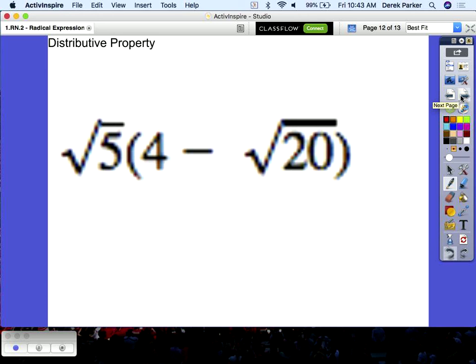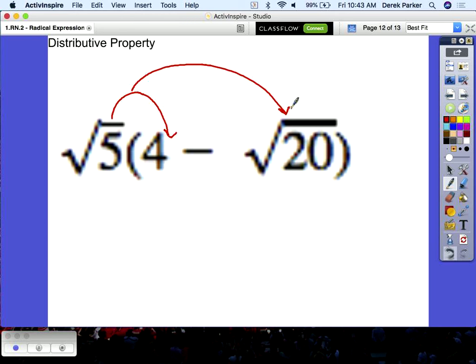Now, dealing with the distributive property. This is just like what we did in 6th grade again. You distribute the square root of 5 here and here. Now, you know how I said a second ago, when adding and subtracting radicands, you do not combine. When multiplying with radicands, remember, you can multiply those 2 together, okay?